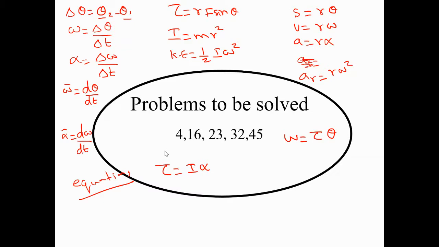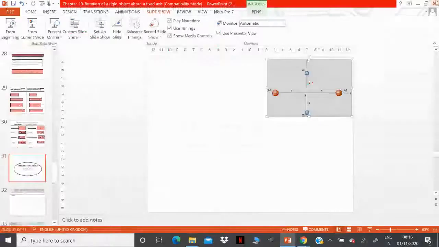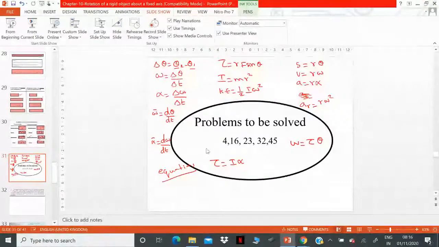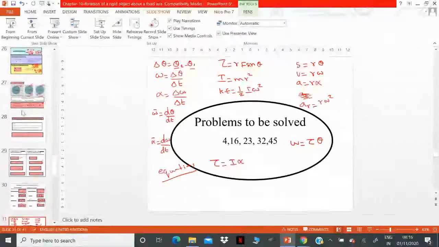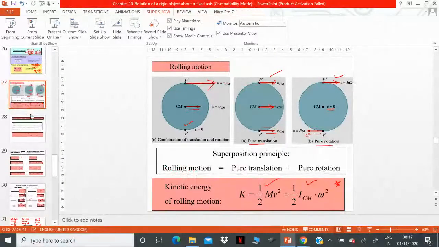Doctor, I just have one question. About the center of mass. Can you go back, please? I think it's chapter number 9. In this slide, we mentioned the center of mass with the velocity. You mean this slide? Yes.